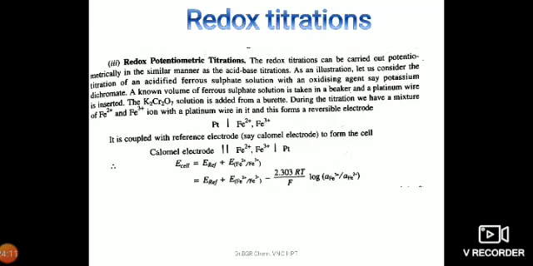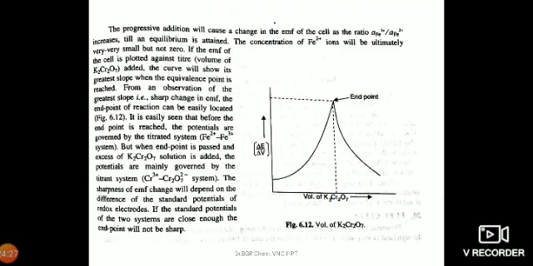Therefore, we can write the EMF of the cell by using the Nernst equation as E is equal to E reference plus E Fe2+|Fe3+ minus 2.303 RT by F into log of activity of Fe3+ over activity of Fe2+. The progressive addition will cause a change in the EMF of the cell as the ratio of activity of Fe3+ to activity of Fe2+ increases till an equilibrium is attained. The concentration of Fe2+ ions will ultimately be very small but not zero.